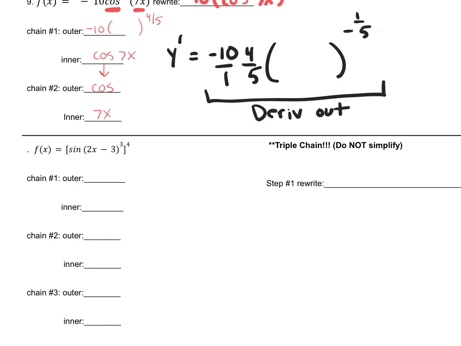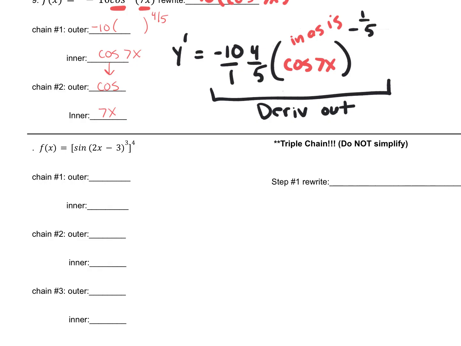Now we go to the second step, and we plug in the inner as is right here. So the inner as is, the cosine of 7x. So there's our inner as is. All right, on the first chain, we only take the first two steps, and then we start over. We go to the second chain. Okay, the second chain, the derivative of the outer, the derivative of the cosine is negative sine.